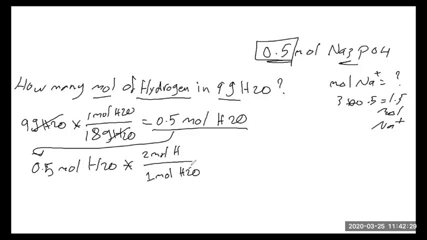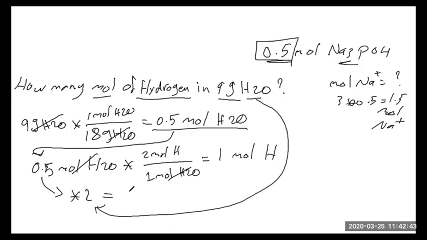Okay? So with this one, do the math. You get 1 mole hydrogen. Or simply, you will multiply it by the number of hydrogen. How many hydrogen do you have? 2. Multiply by 2. Mole hydrogen. That's how you will deal with this type of question.